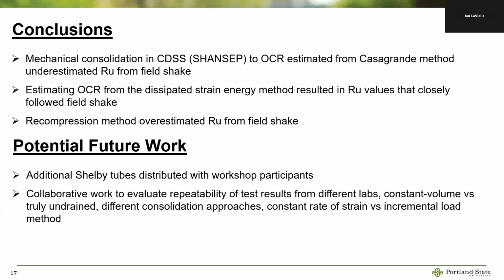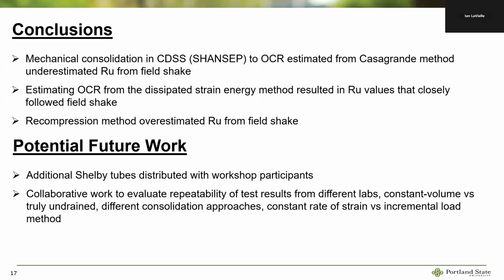As some of you may know, the UT team took several Shelby tubes the past couple days, and we're going to distribute those to some of the workshop participants that expressed interest in getting a Shelby tube. So some of the additional work that I think we can do, at least related to the cyclic behavior of soils. There are other things that can be done too, but for the sake of cyclic shear behavior, I think it would be interesting to look at the dependence or repeatability of data between different labs.